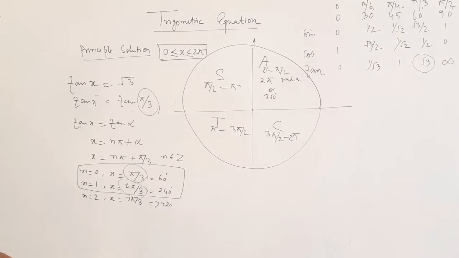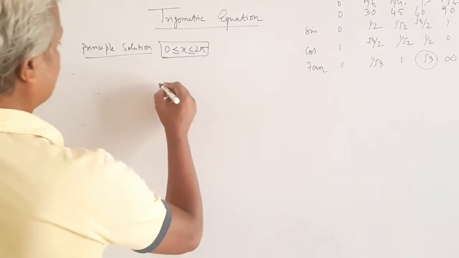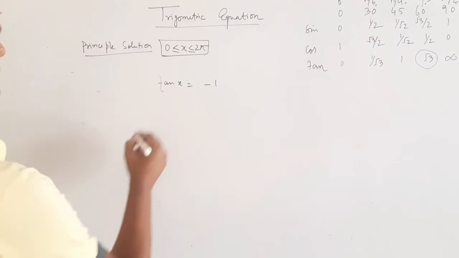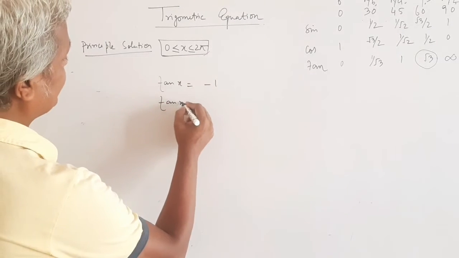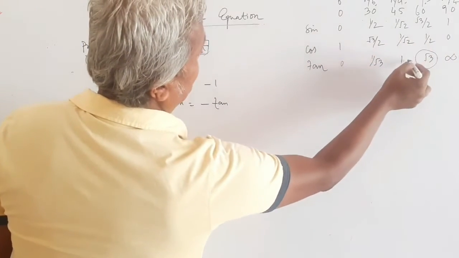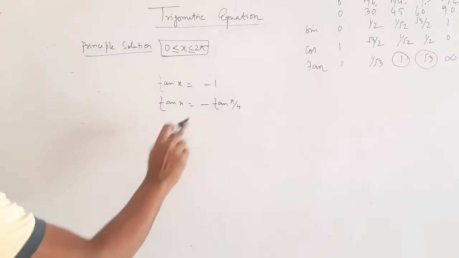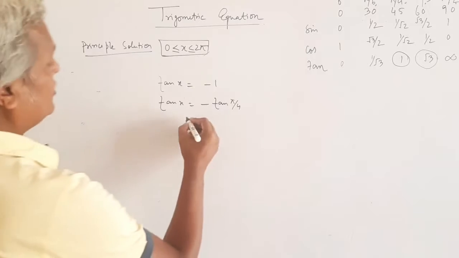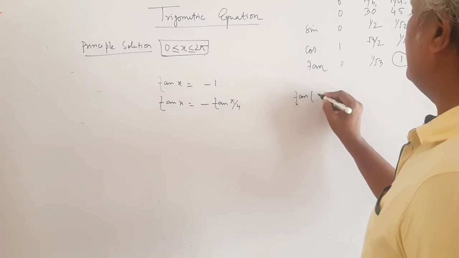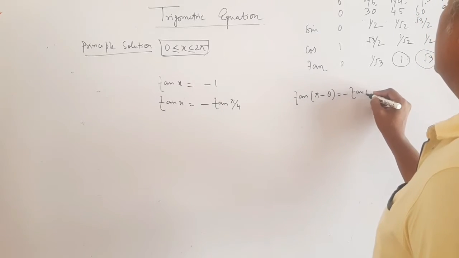Now the next question, for that I need to clear this mess. The second question we are taking is tan x equal to minus 1. You know that tan 1 is pi by 4, so this is tan pi by 4. But what about this minus? We know that there is a formula: tan of pi minus theta is minus tan theta.